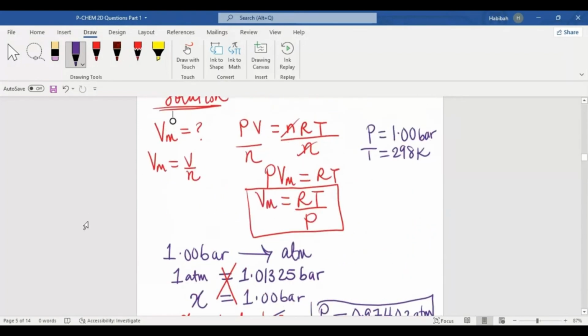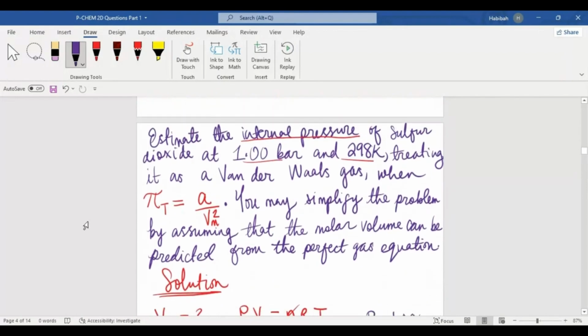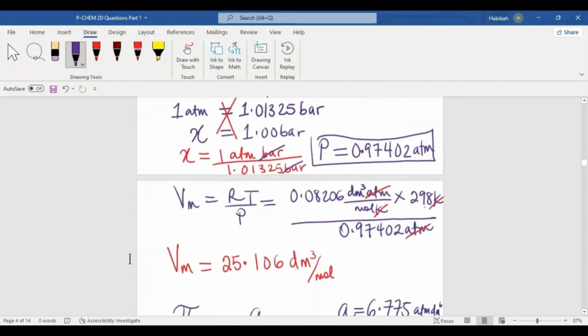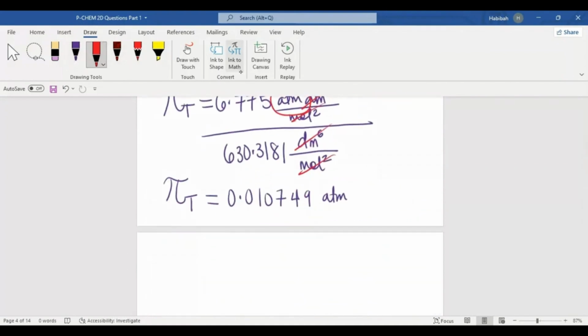Now I want to mention something because we're not actually done. We have to go back to our question to see the least number of significant figures we have. You can see that 1.00 bar and 298 kelvins are the only numerical values, and they're both three sig figs. So we have to put our internal pressure final answer in three sig figs. So we round up to the 7. So pi sub t, or the internal pressure, is actually 0.0107 atmospheres. This is the answer to the question we're given.